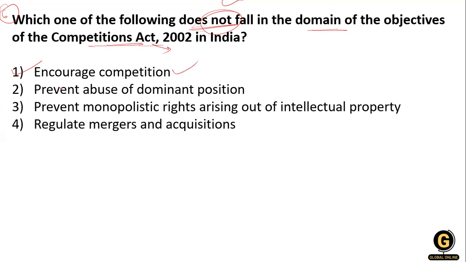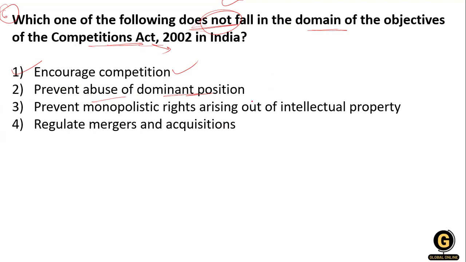Second option, prevent abuse of the dominant position. If someone is abusing their dominant position in the market, in that case, this is a violation of the Competition Act, because the Competition Act says that there should be good and healthy competition between all the marketers, all the sellers, and all the producers.